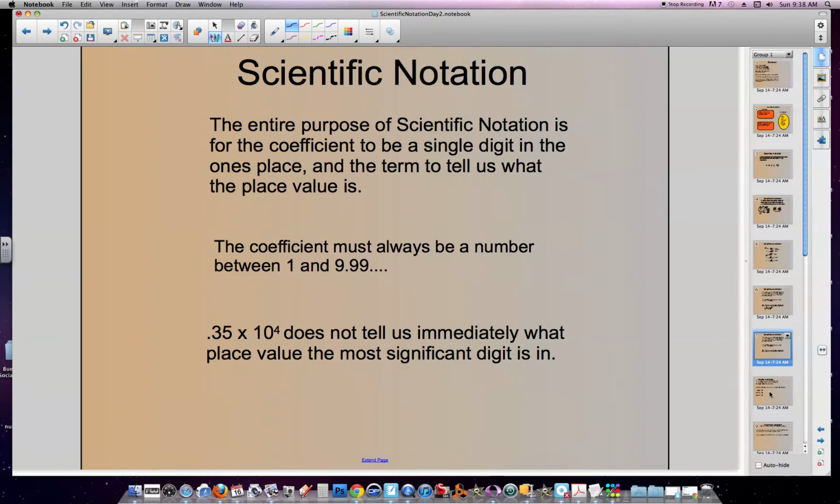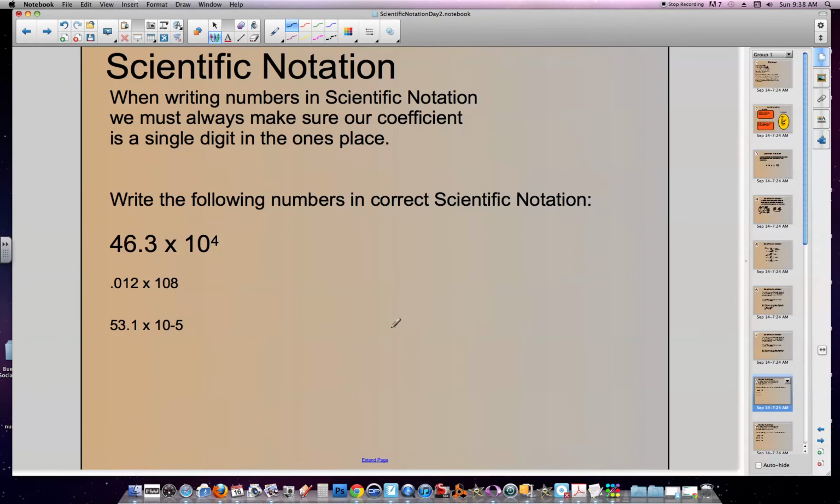So here's a good little practice exercise. I'm asking you to write the following numbers in scientific notation. Well, this has a digit in the ones place, but it's also got a digit in the tens place. We can't have that. It can't be bigger than 9.99999. So I need to remove a power of 10. And when I do that, it becomes 4.63, which is great. There's a number in the ones place.